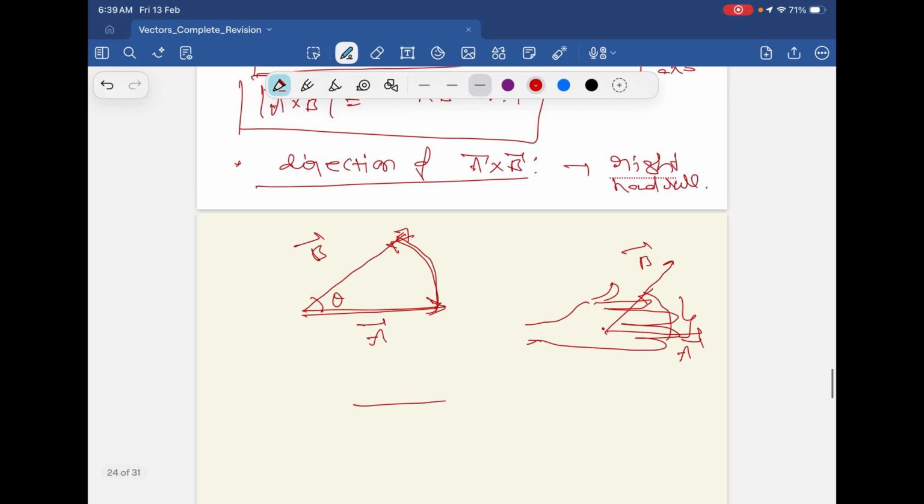So A bar vector, this is B bar vector. So A to B, A cross B. A cross B gives from A to B. Thumb gives direction of A cross B. So when you point from A to B, the direction is perpendicular to these two, students.